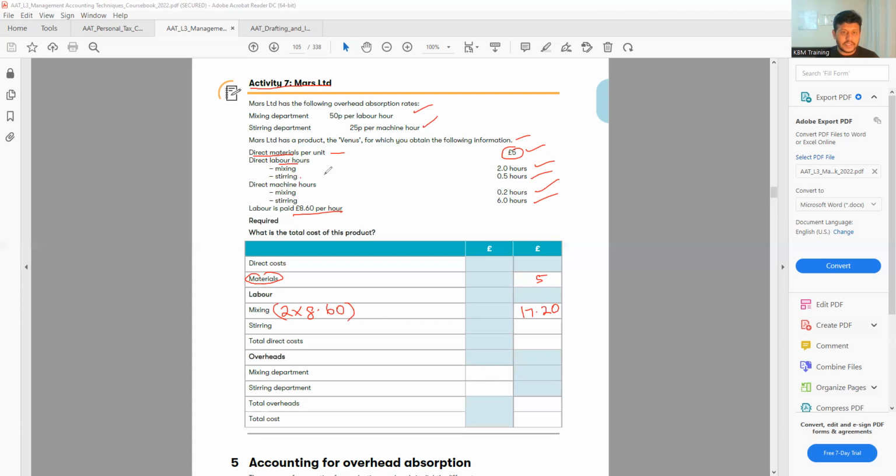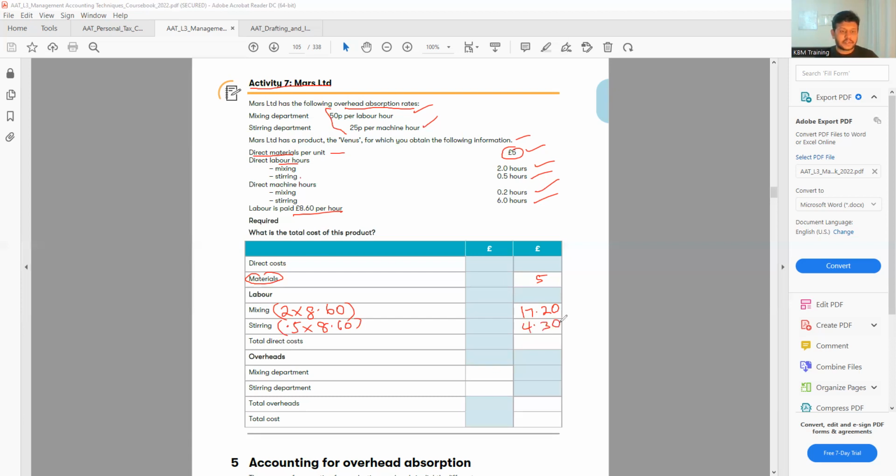Now, be very careful with that. When you read the question, you can see we have an overhead absorption rate as well. So when you do the overhead, we have to use that rate, not the labor. So for the string, we need 0.5 hours. So we said 0.5 times 8.6. How much will be the labor cost for the string? It will be half, so 4.30.